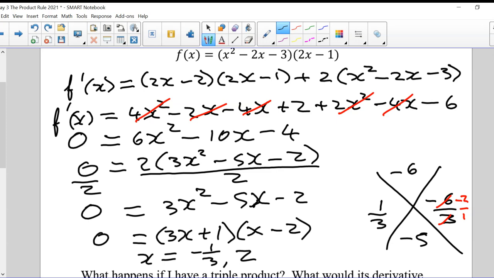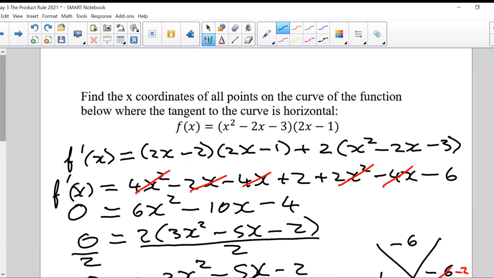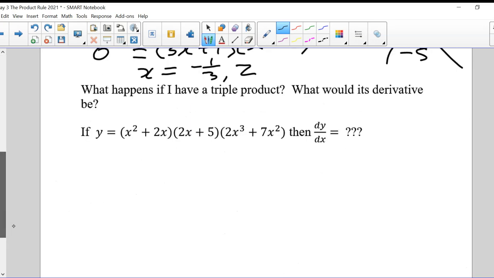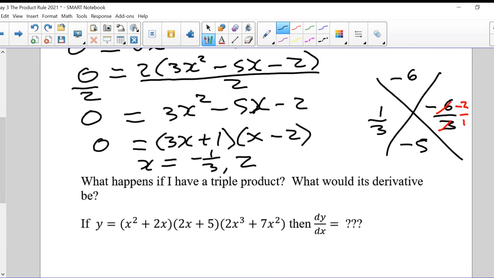Those are the two values that would give us a horizontal tangent, right? That's if I were to draw this. In fact, when we start looking at maxes and mins in more detail later on, I'm going to say that this function is going to have a max or a min at these points right here, at minus 1/3 and 2. Okay? So far, so good.